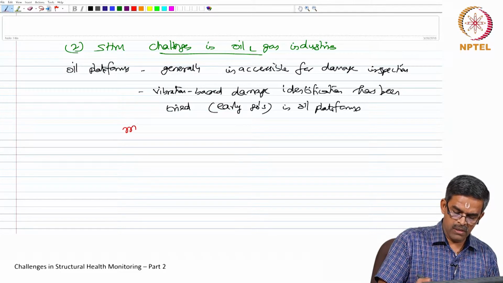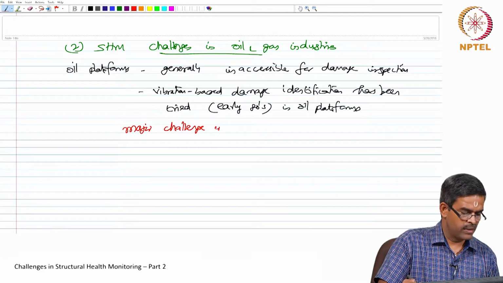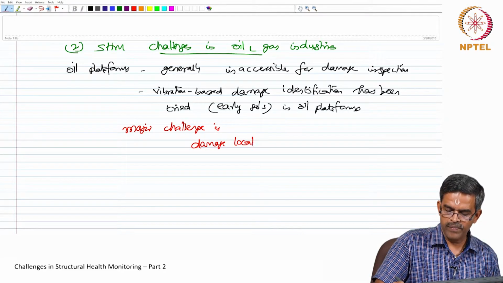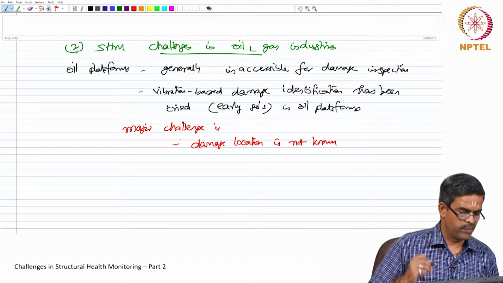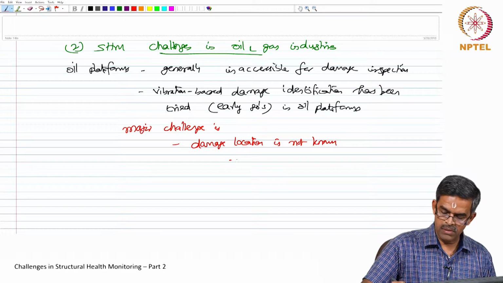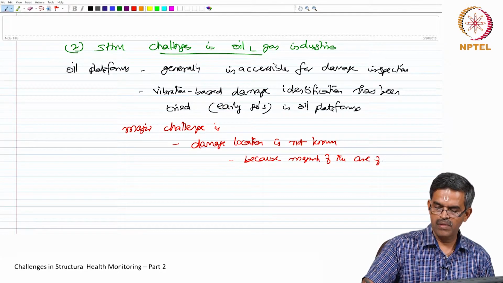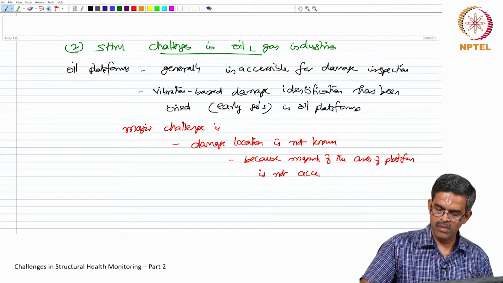The major challenge is the damage location is not known, because majority of the area of platform is inaccessible for measurement.